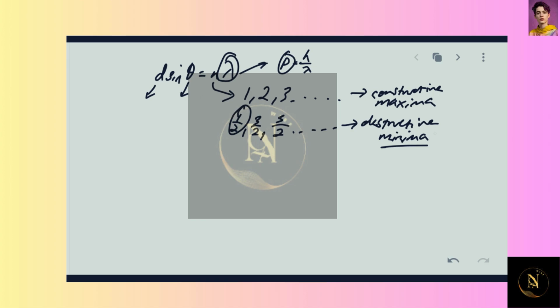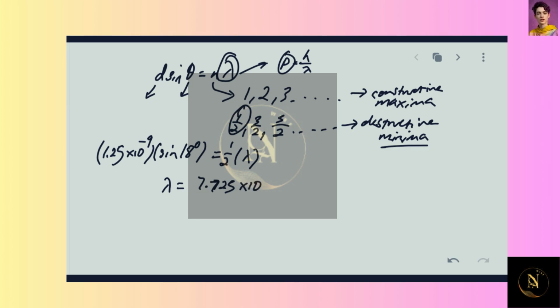So we start off substituting in the slit separation, which is 1.25 nanometers. d sine of 18 degrees equals half times the wavelength. So the wavelength over here will be 0.7725, so it is just 7.725 times 10 to the power minus 10 meters.